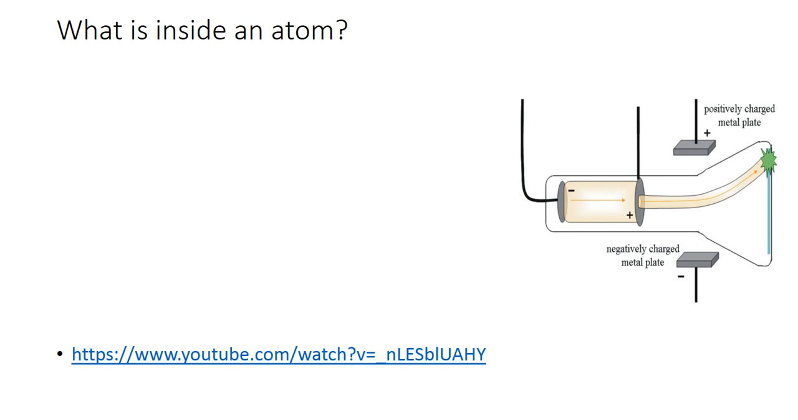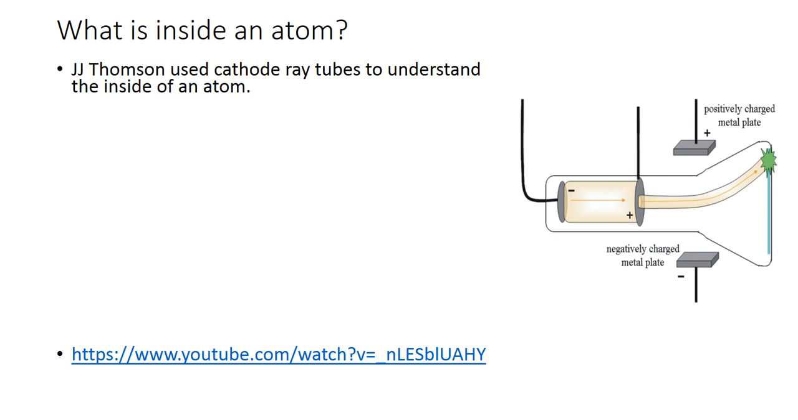Dalton says that an atom is indivisible, but later experiments and research found that an atom can be divided, because the atom has particles inside it. So what we are looking at is what is inside an atom. J.J. Thomson used a cathode ray tube to understand the inside of an atom. So let's see if we can watch what Thomson did.